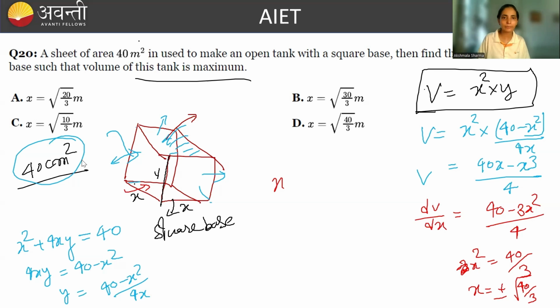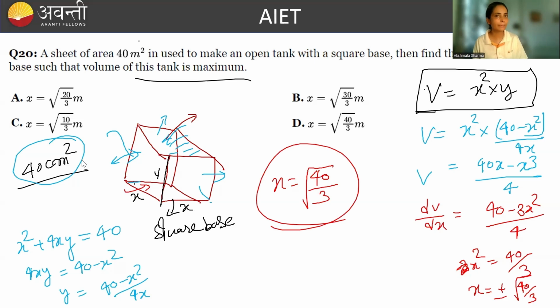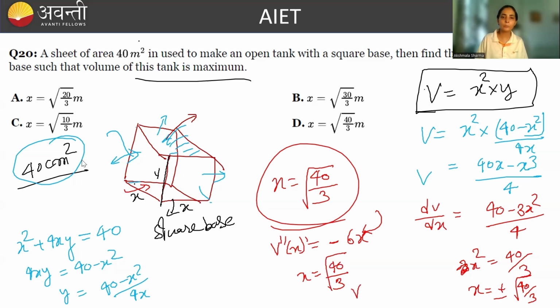Simply we will say that for x equal to root of 40 by 3, the volume is going to be maximum. You can check it also, like double differentiation if I do here. If I take V double dash x here, how much will it come? This will come as minus 6x. So whatever positive value you put here for x, V double dash x will always be negative. It means at x equal to anything positive, the volume is maximum. So here the correct answer will be root under 40 by 3.